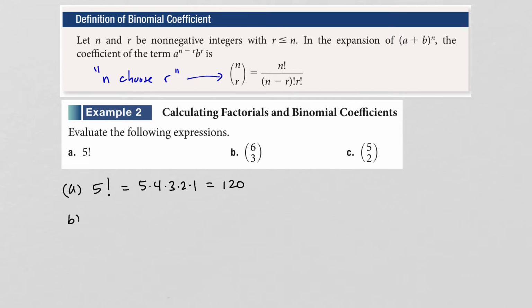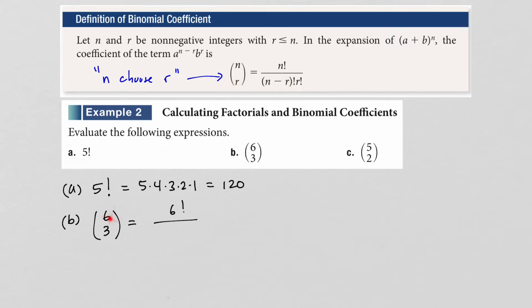Now for part B, this is a combination. We're looking at 6 choose 3. And the definition of n choose r is you take the top number and you put it on top with a factorial. So for this one, we're going to take this top number, which is 6, and we're going to put it on top and put 6 factorial there. And then in the bottom, you're going to take the top number minus the bottom number, factorial.